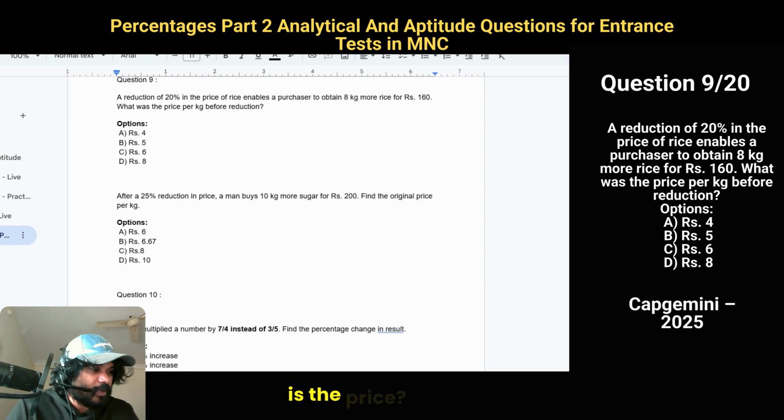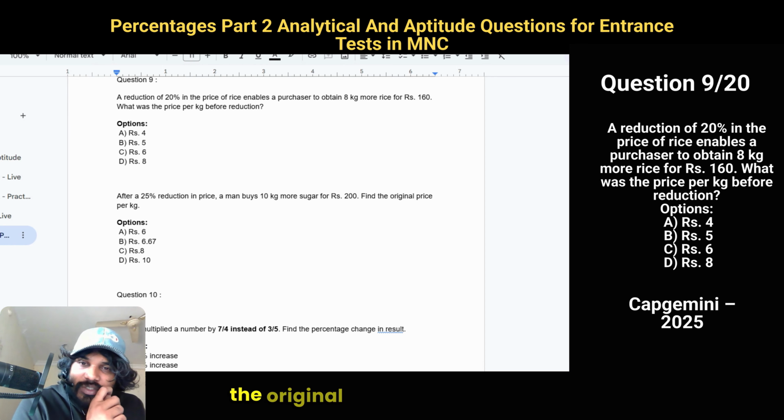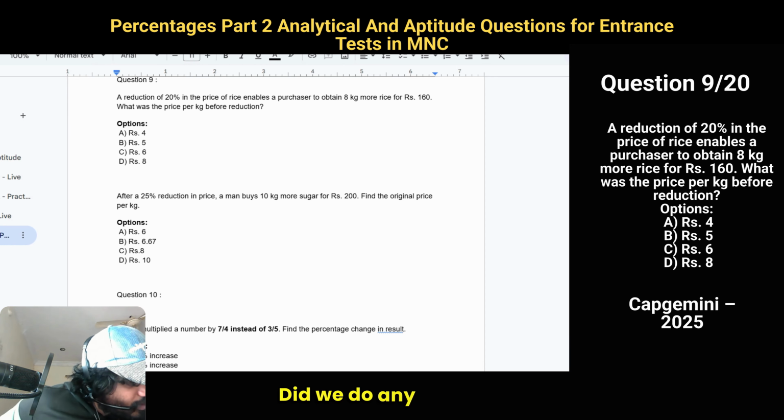But initially what is the price? 100p, right? That is what we need to find now. We need to find the original price per kg, right? Did we do any calculation wrong? Give me a second.